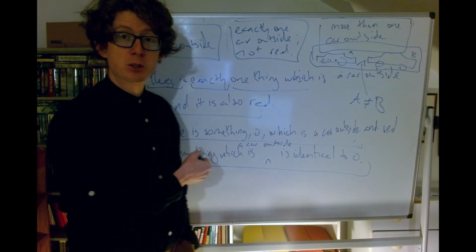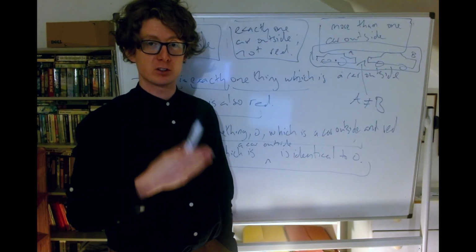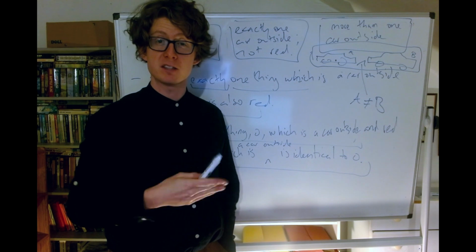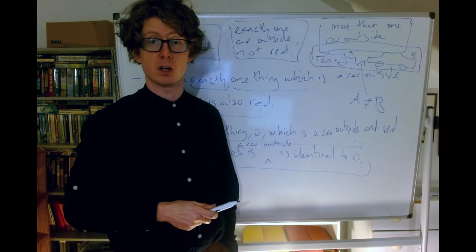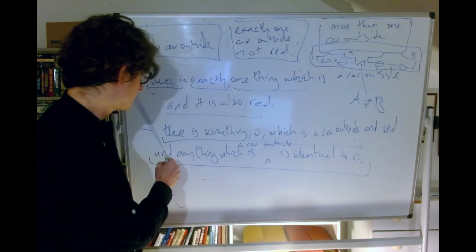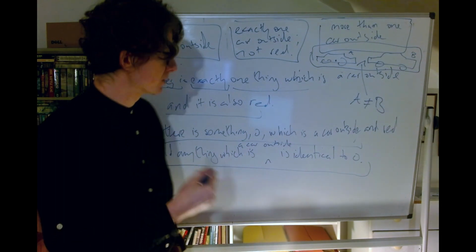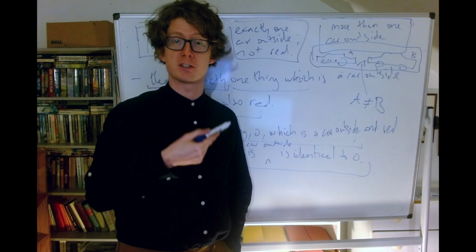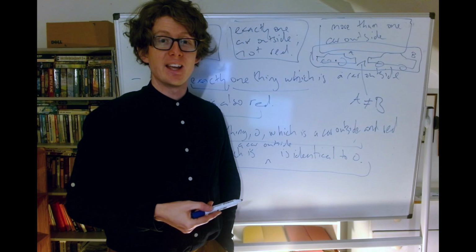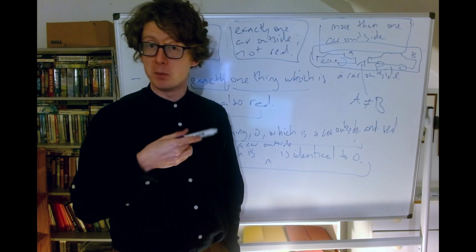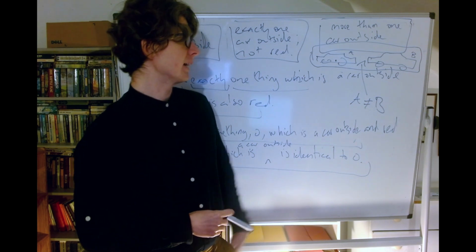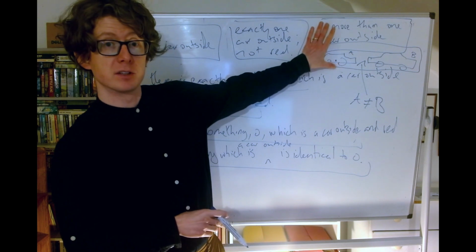So it takes a while to explain, and it is kind of tricky to get your head around. But that is essentially why these are two different versions of the same theory. This longer phrase, anything else which is a car outside is identical to O, which is very hard to say, turns out to be basically just a longer way of saying exactly one. And the key to seeing that is by thinking through this case.